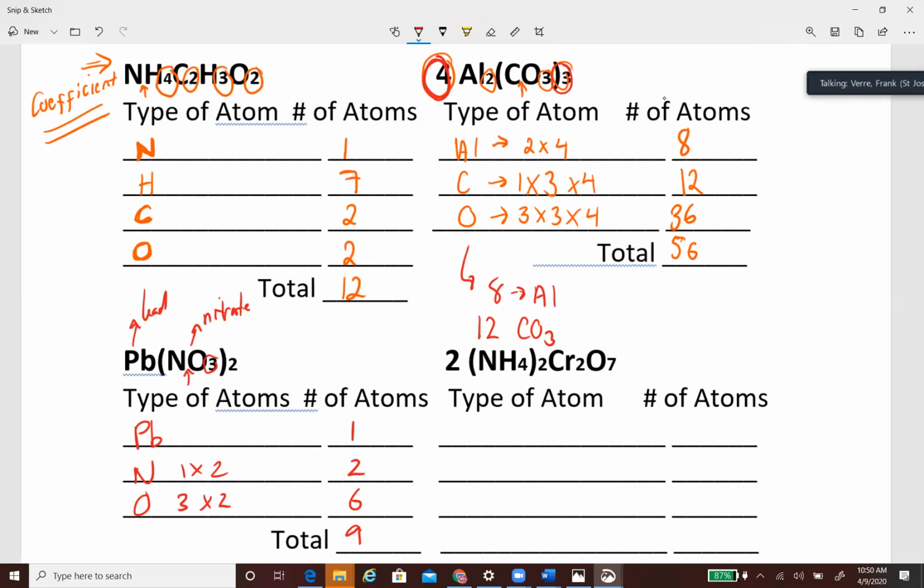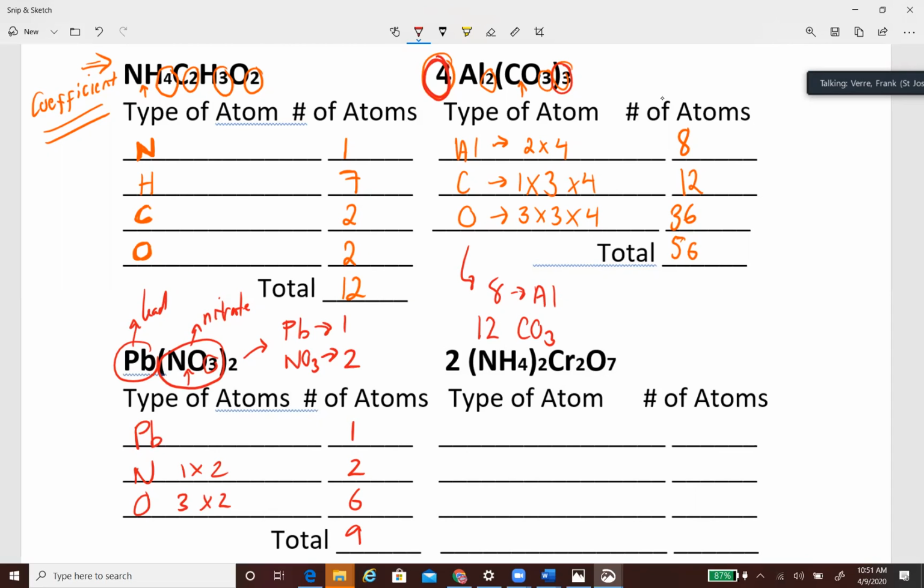But again, this is an example where we have a metal with a compound, so we can also think of it as if there was simply 1 lead, and there were 2 nitrates, is another way to look at it, okay?